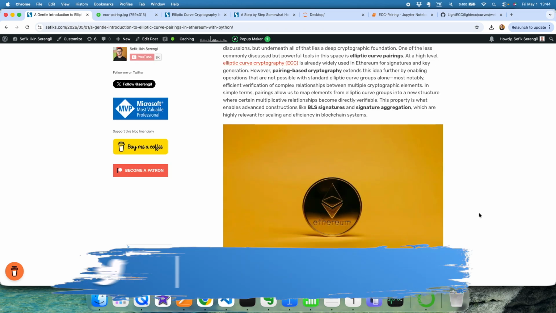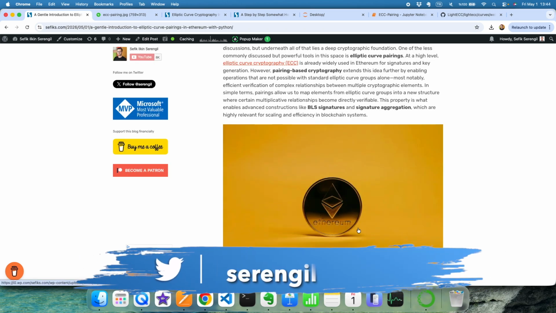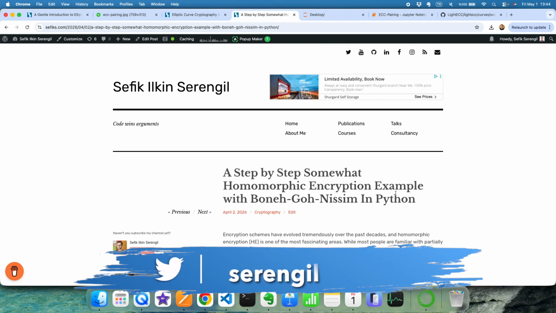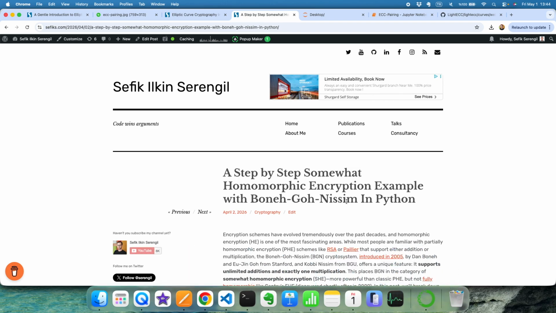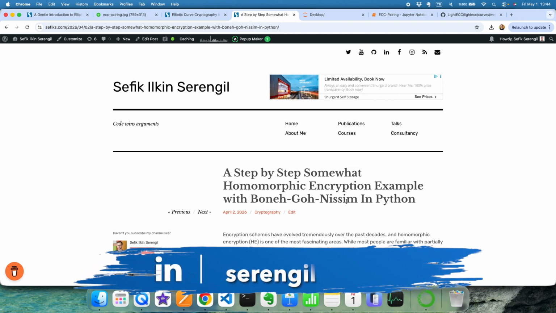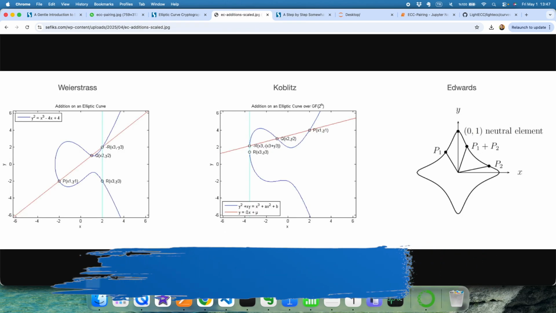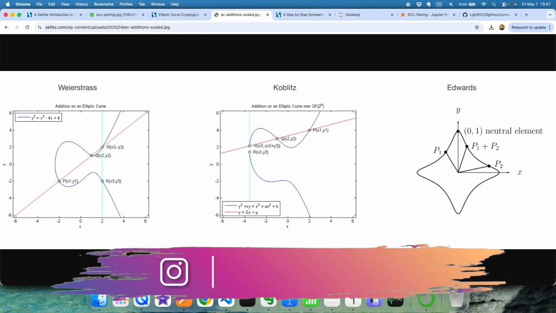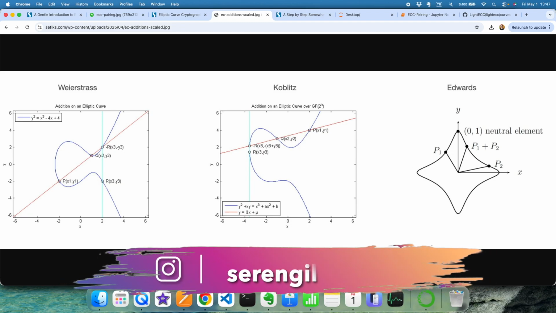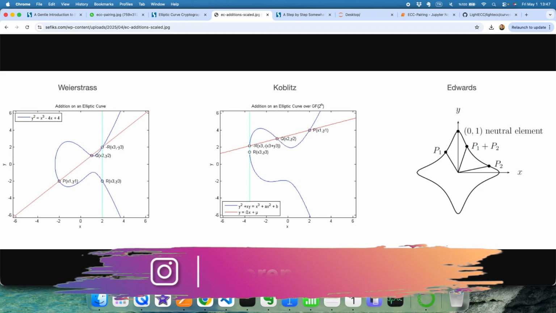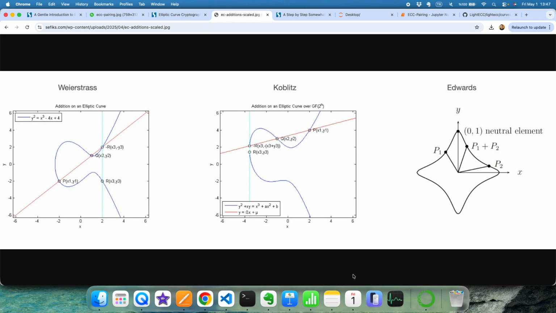Elliptic curve pairings are being actively used in Ethereum nowadays. Also, they are used in the Boneh-Goh-Nissim, or shortly BGN, cryptosystem, which offers somewhat homomorphic encryption with unlimited additions and just one multiplication. If you have worked with elliptic curves before, you probably already know private keys, which are large integer values, and public keys, which are scalar multiplications of integer values with points on an elliptic curve. But pairing-based cryptography takes this one step further.